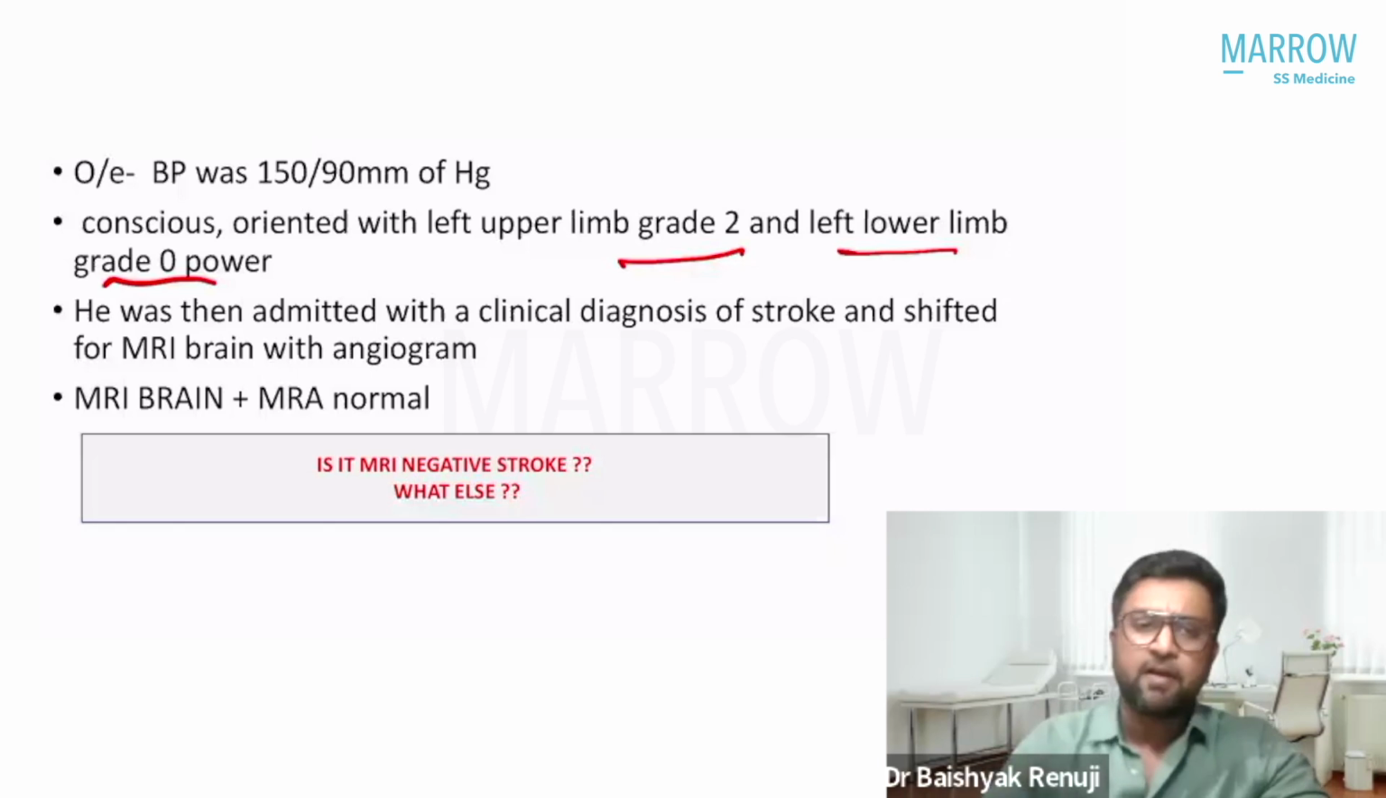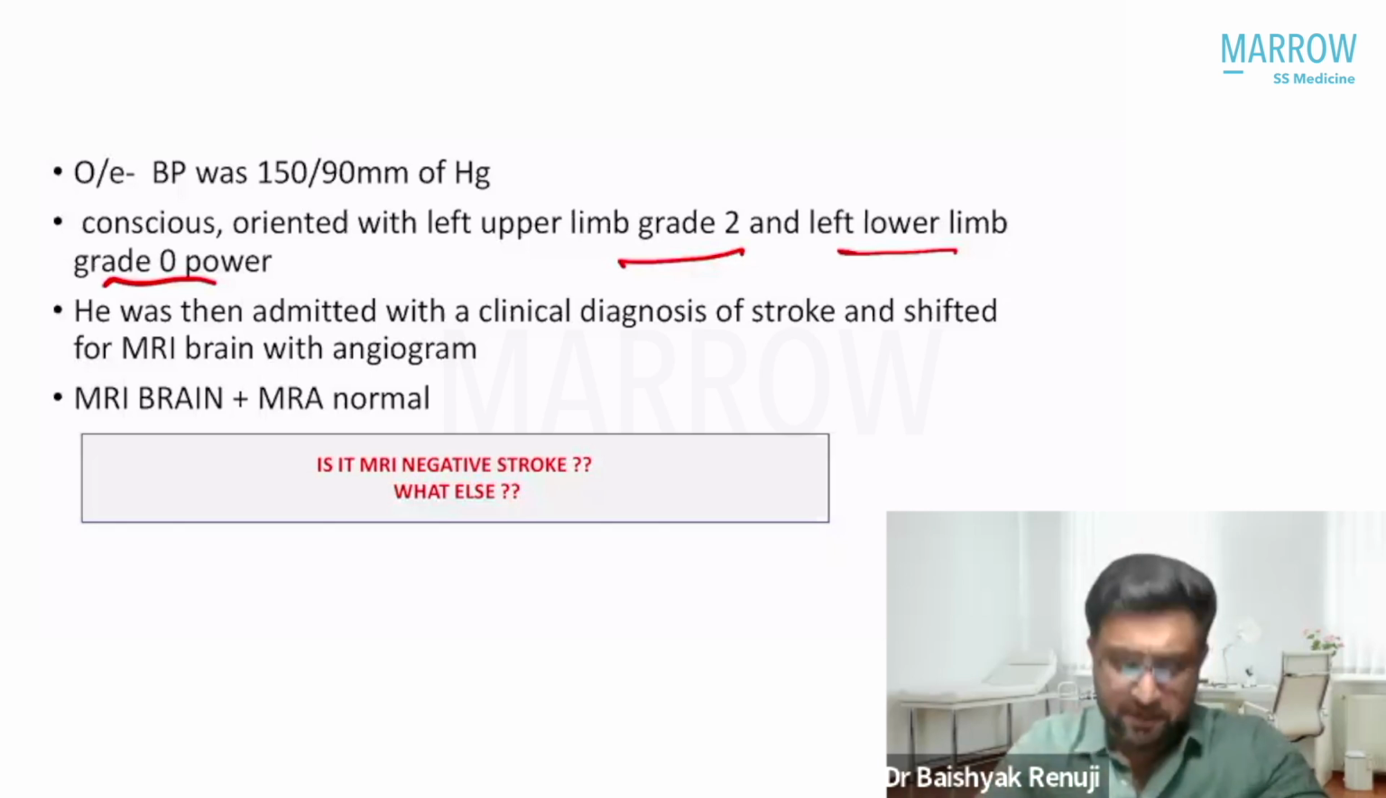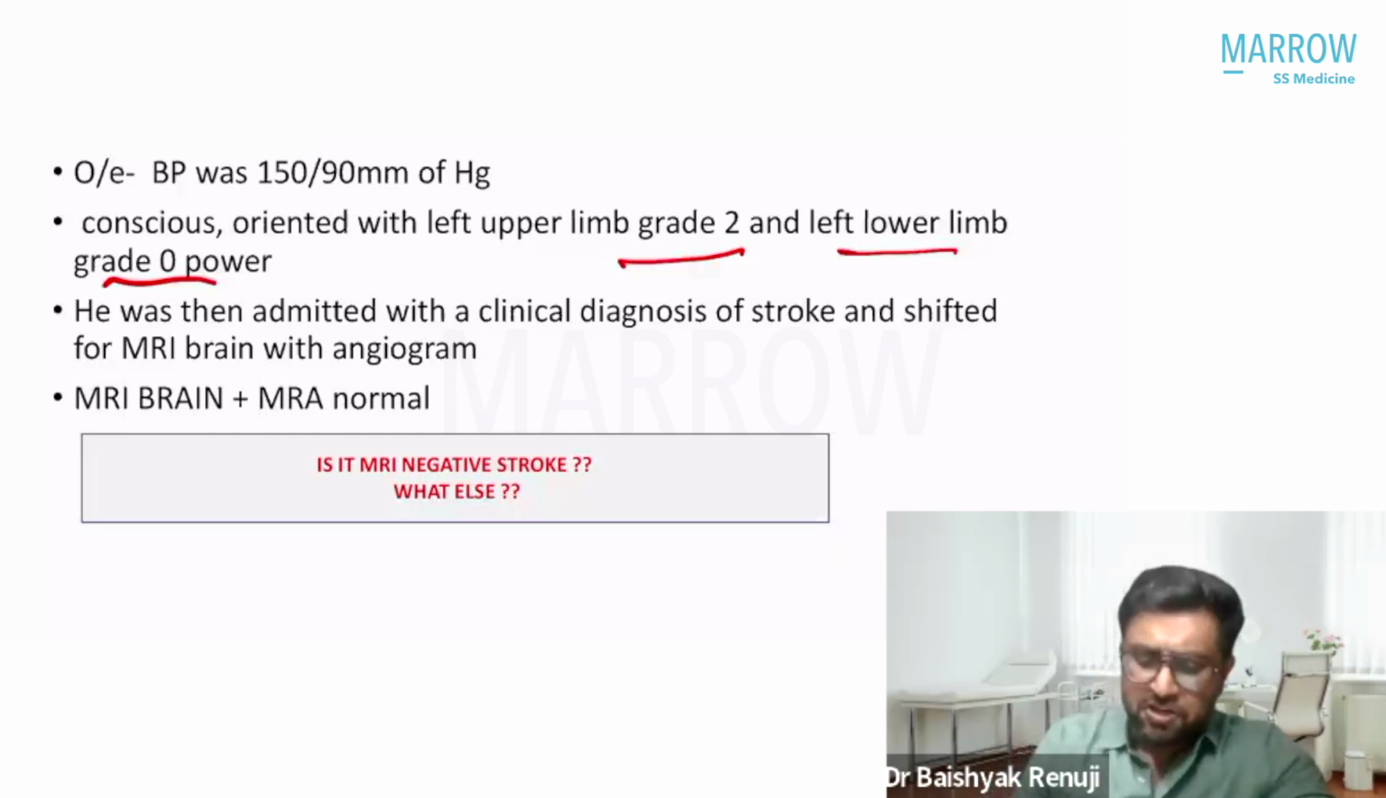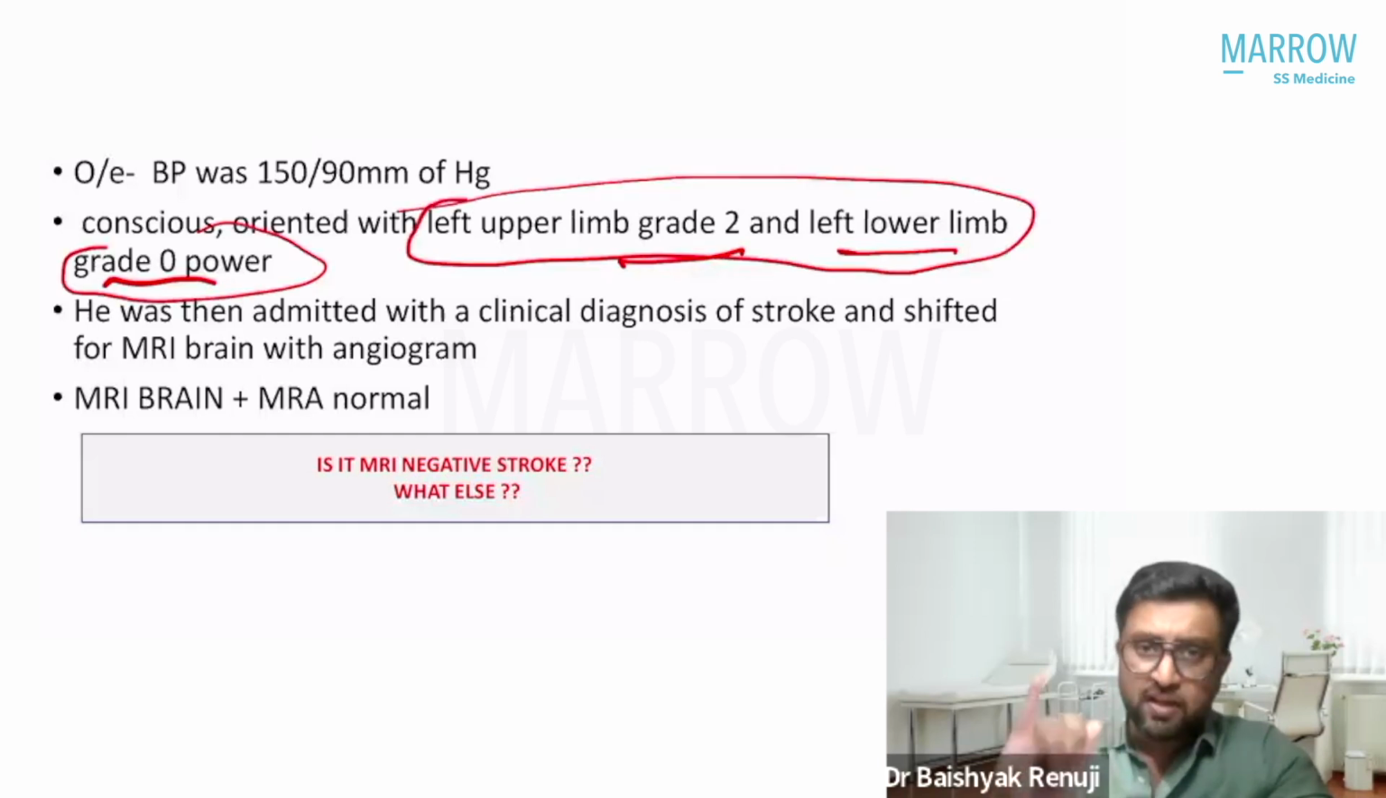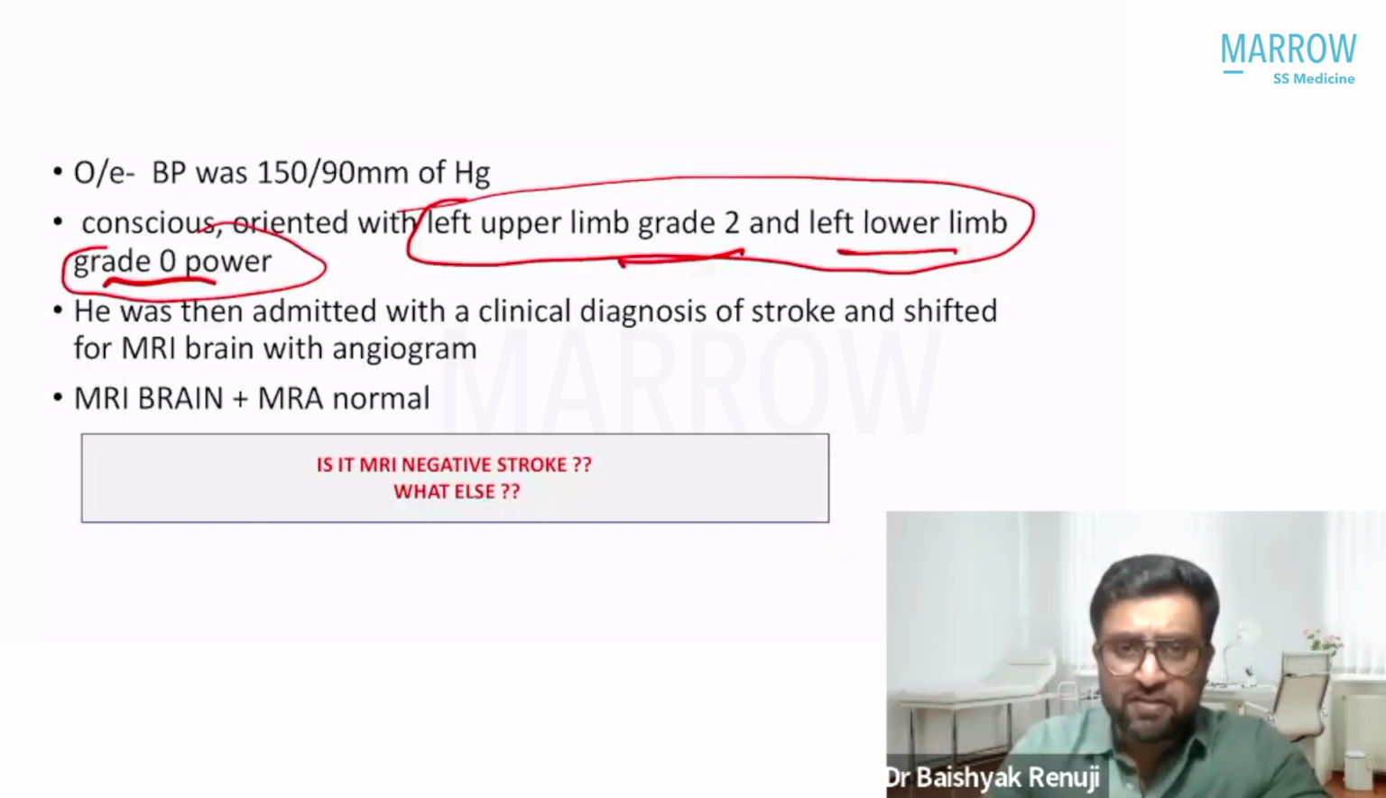So I went back to the hospital and took the history of the patient. There I got something. When I asked the history and looked at the examination, he had only upper limb weakness and lower limb weakness. There is no dysarthria, no cranial nerve involvement, no aphasia, no cortical signs. Where it localizes, that is most important.